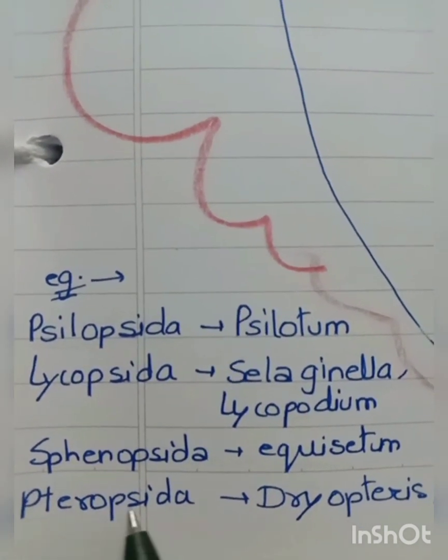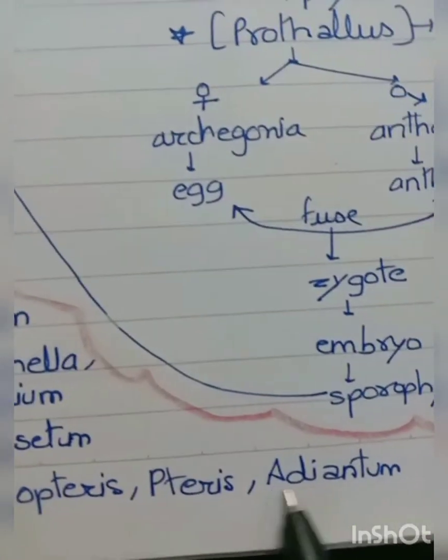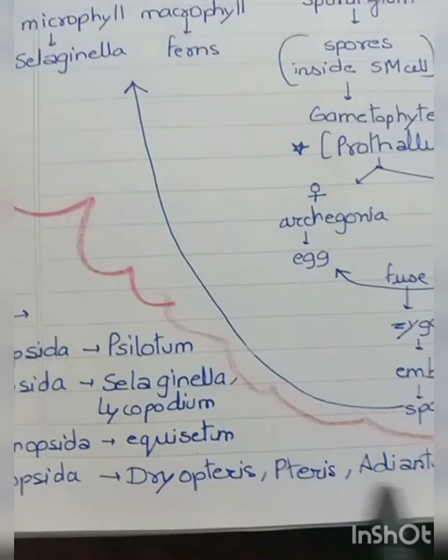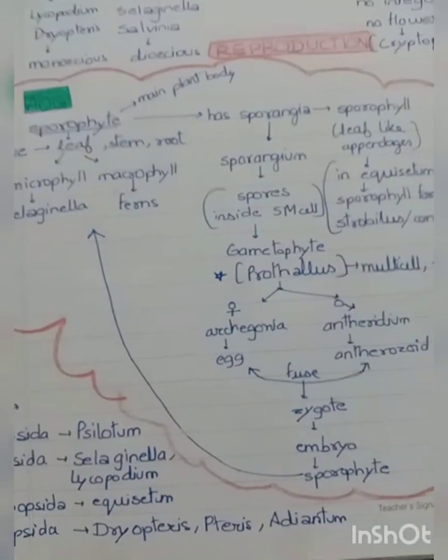So now Pteropsida, it is Dryopteris and Pteris, and Adiantum. These are the examples. So for NEET, these examples are very important. So just remember to learn them up.